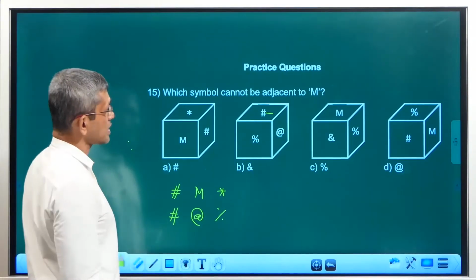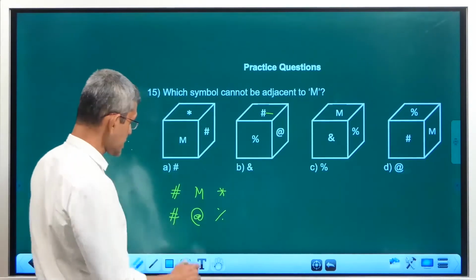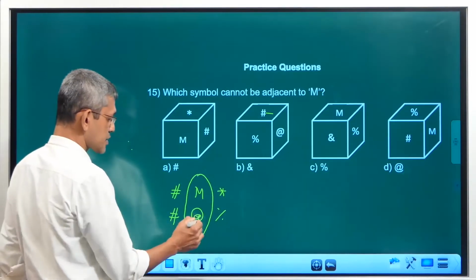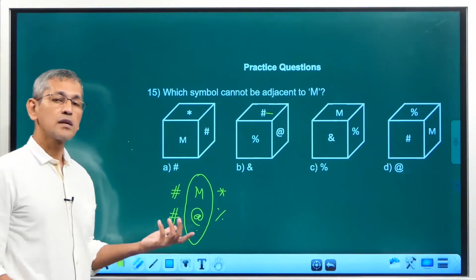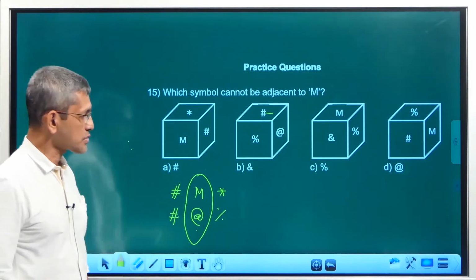So what we are looking for is the symbol which cannot be adjacent to M. In this case, M is opposite to at. So at cannot be adjacent to M. So the at sign cannot be adjacent to M. So this is the answer.